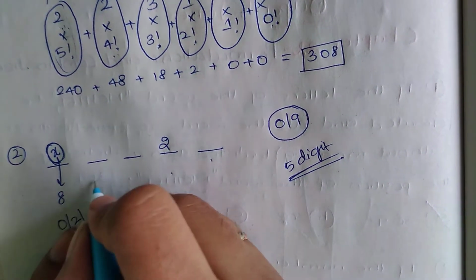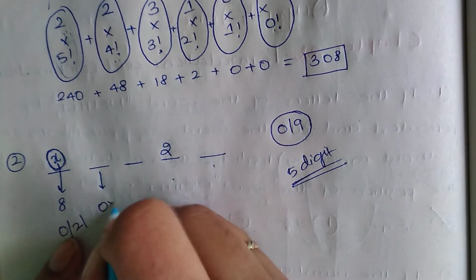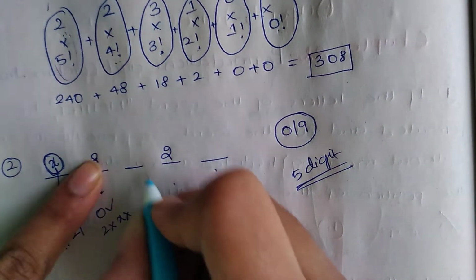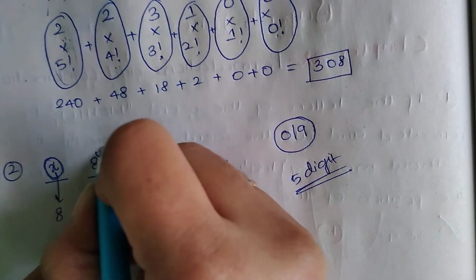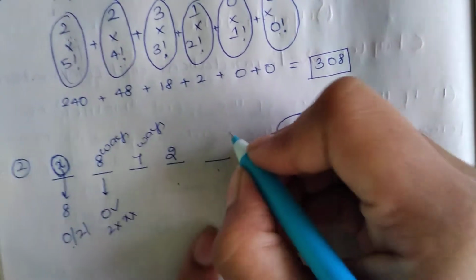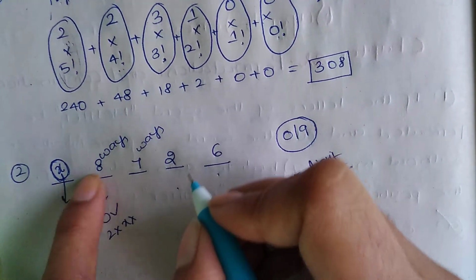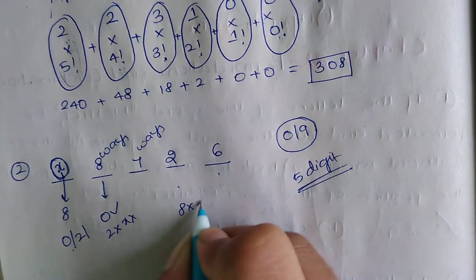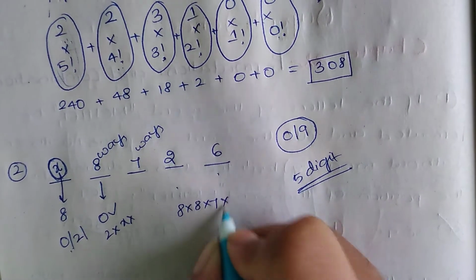8 numbers. Here 0 can come. 2 can't come. x can't come. So how many? 8. Here 7. I'm writing these as ways, okay? This is already covered. So here 6. 8, 8, 7, 6. So multiply all of them: 8 into 8 into 7 into 6.